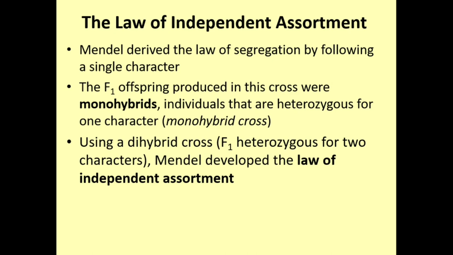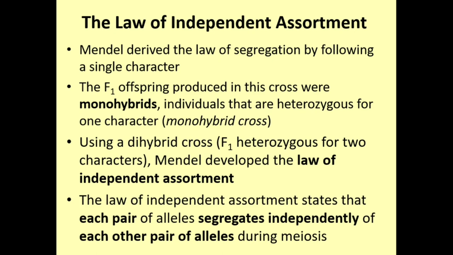Okay, so the law of independent assortment was trying to determine whether genes for specific or different characters always travel together. And what Mendel discovered through carrying out these dihybrid crosses, and we'll take a look at some of them over the coming slides, was that the genes for different characters do not travel together. They are not stuck together when we start producing offspring. In fact, they will separate from each other independently of each other during gamete formation or during meiosis.